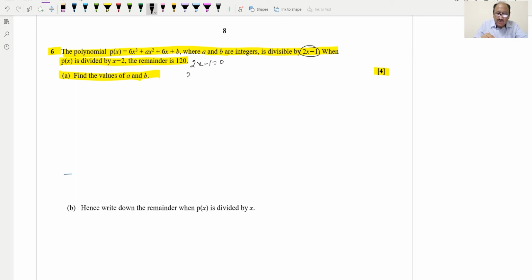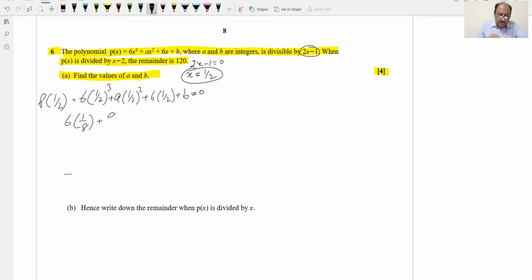This implies x will be equal to 1 by 2. So we'll check for x is equal to 1 by 2 by remainder theorem. P of 1 by 2 we will be writing: 6 into x cube will be (1 by 2) cube, plus a into (1 by 2) square, plus 6 into 1 by 2, plus b, and this is equal to 0. So our equation will be: 6 into 1 over 8 plus a over 4 plus 6 by 2 plus b is equal to 0.